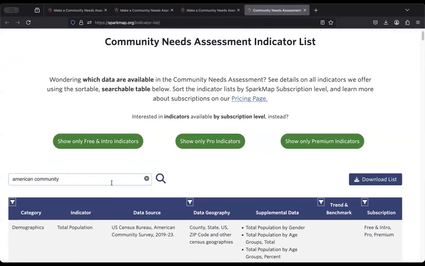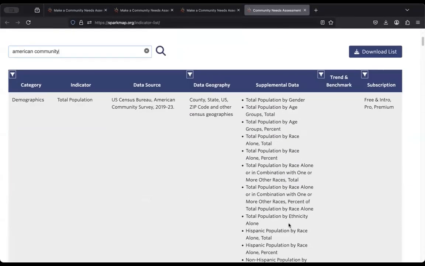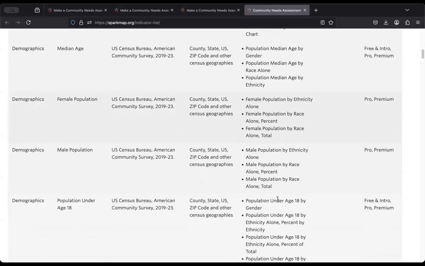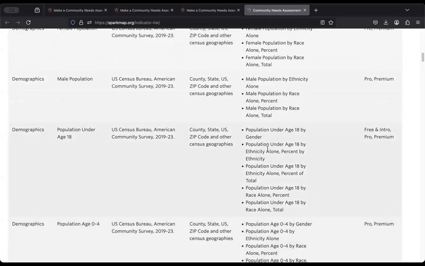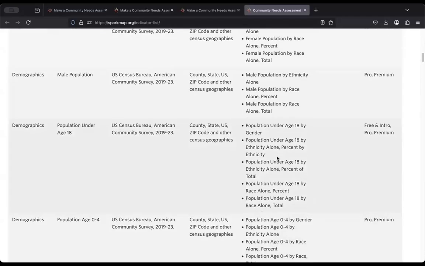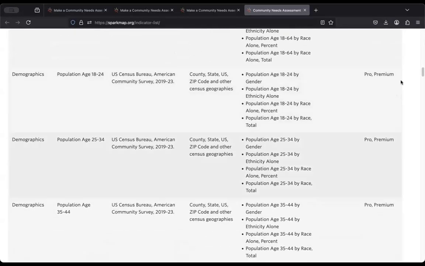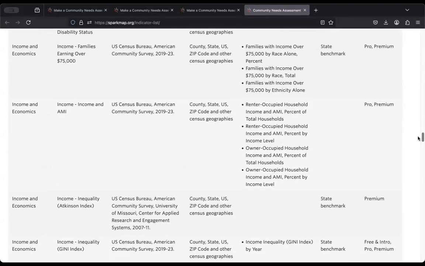If you type in American Community Survey, or here I just typed in American Community, this will give you a list of all of the ACS data that we do have available in SparkMap. And the nice part, I think, is that it tells you too the supplemental data. So do we have breakouts for race, age, ethnicity, gender for any of these indicators? And so as you scroll down, you can see those list all of the breakouts that we do have available for each of them. So you can see that this is a pretty extensive list.